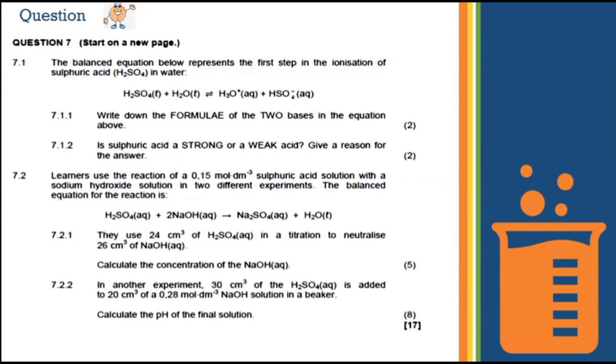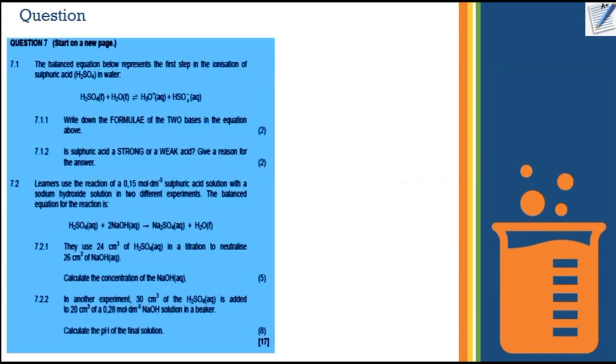Now notice this question here. This question says, the balanced equation below represents the first step in the ionization of sulfuric acid in water. Just a couple of points. Sulfuric acid, you may remember from our program this morning, is a diprotic acid, remember? Because it's got two hydrogens. You may also remember that sulfuric acid occurs in a vehicle battery, and it is a strong acid, don't forget that.